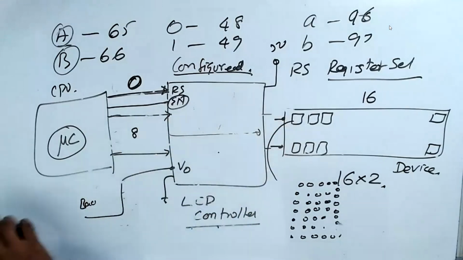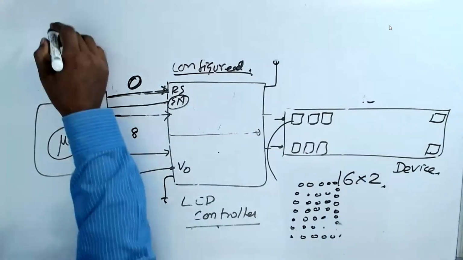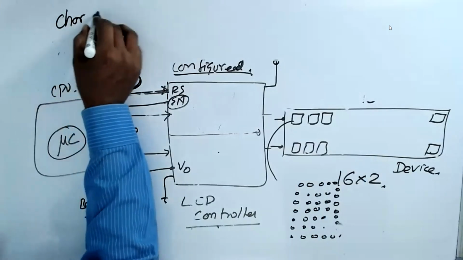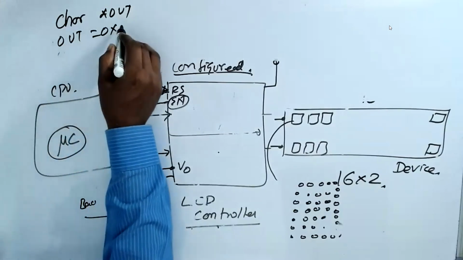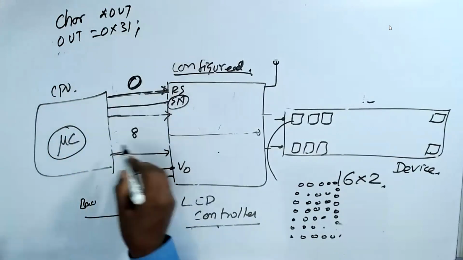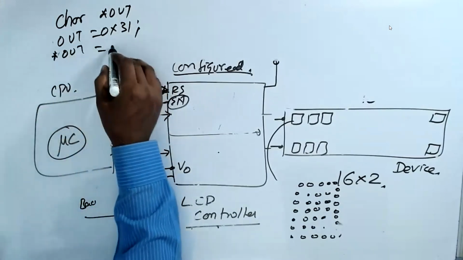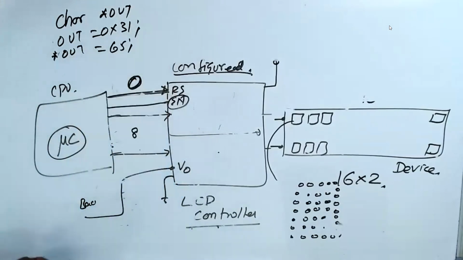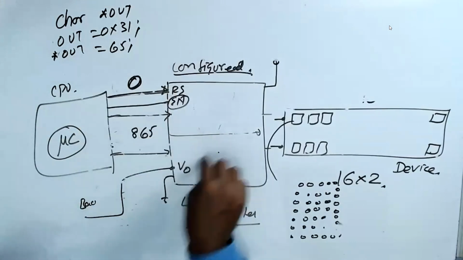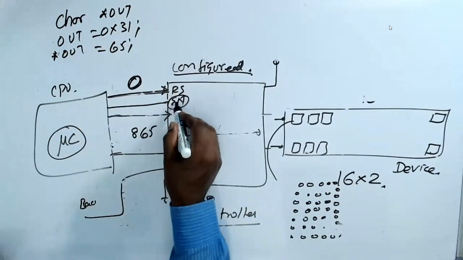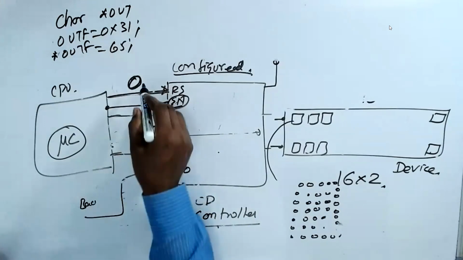Let us assume that. Let us make a program now. char star out, if you say out is equal to 0x31, that is this address. Now I say star out is equal to 65. Now 65 comes here, but it has not gone in. For that, you have to make the enable pin. Let us say that this is another port. This is port F. In port K, I connected here, this one.